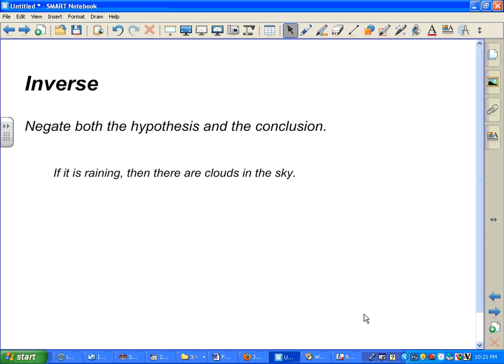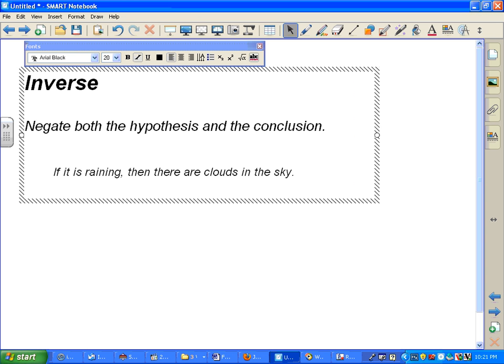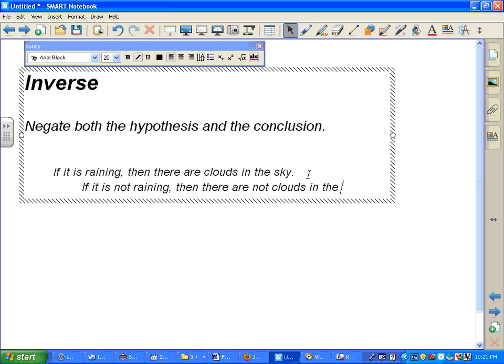Inverse: negate both the hypothesis and the conclusion. This is the inverse. With the converse, we switch them. With the inverse, we negate them both, so we do the opposite of whatever they say. Let's take our same statement again. We're going to take the hypothesis, if it is raining, and negate it: if it is not raining, then there are not clouds in the sky.